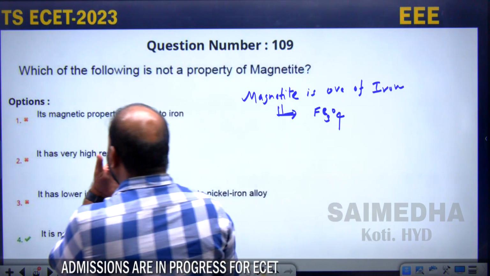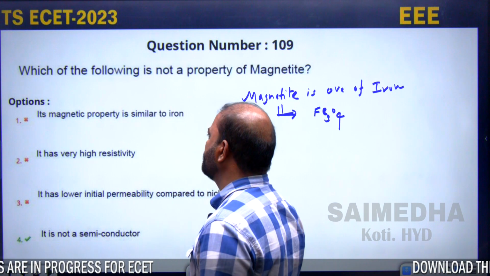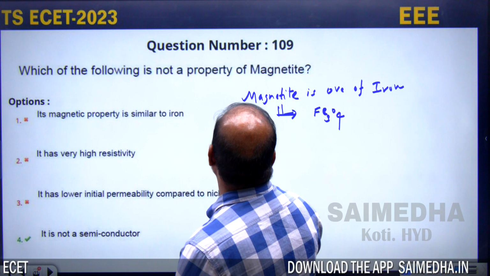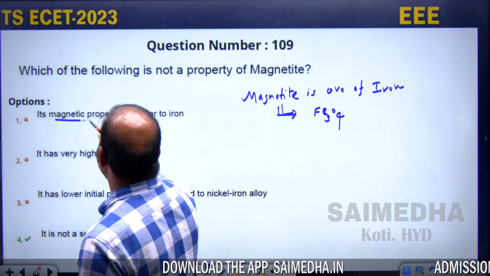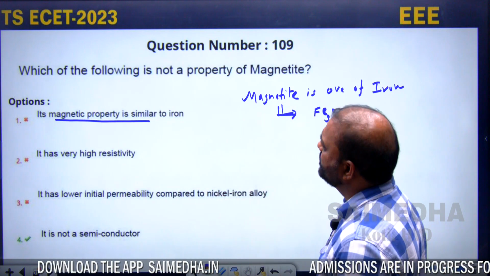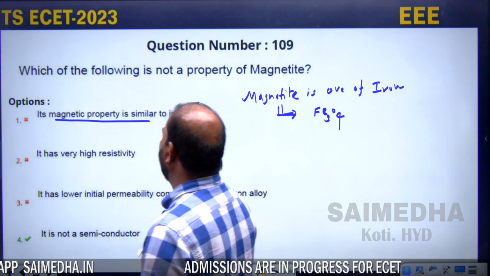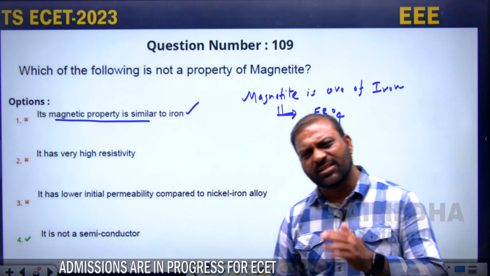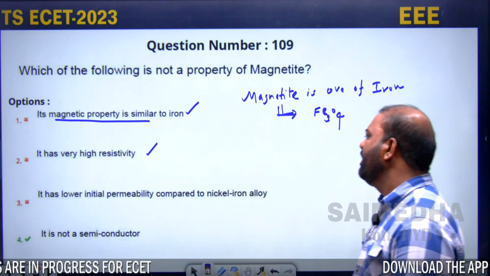Anyhow, if you observe the properties of magnetite, just go through the options here, but we need to pick out what is not a property of magnetite. Actually, its magnetic property is similar to iron. Since magnetite is an ore of iron, the magnetic property of magnetite is similar to iron. This is a right statement only. It has very high resistivity. Yes, magnetite is not a good conductor here, so its resistivity is usually high only, right? And it has a lower initial permeability compared to nickel.